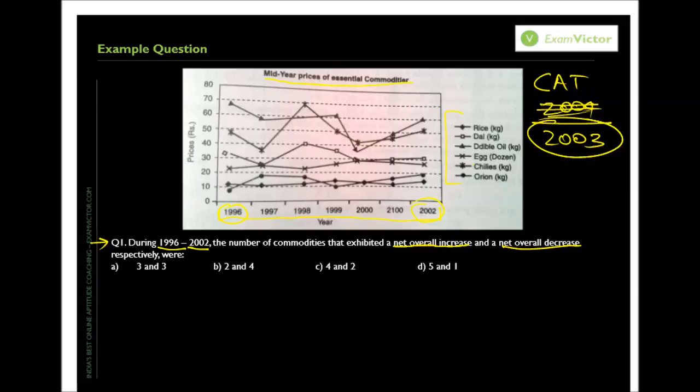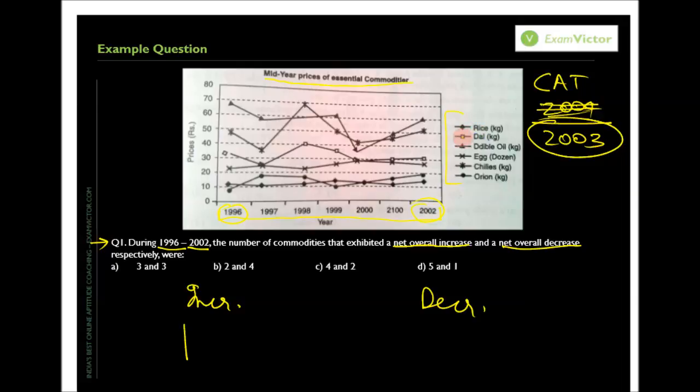So let's go from top to bottom. Let's look at rice. Rice is these black diamonds, right? It's down here. So rice started in 96 slightly more than 10, ended in 2002 even more than that. So it's higher than what it was in 96. So let me make two columns. Let me make a column for increase. Let me make a column for decrease. So rice, I'm going to put it in the increase column.